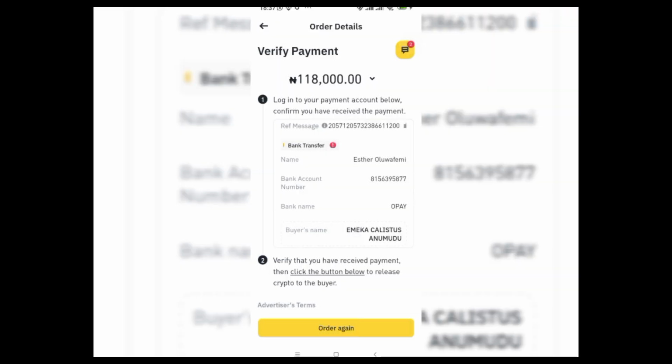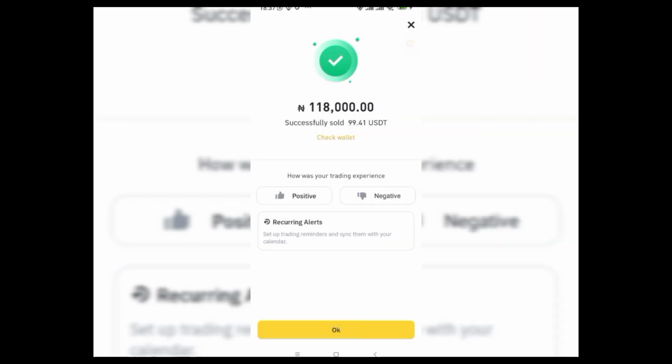I have sold my USDT. So this is how you can sell it. You can sell your USDT, and this is how you can get it straight up in your bank account.